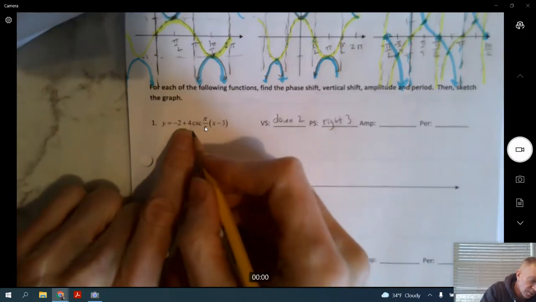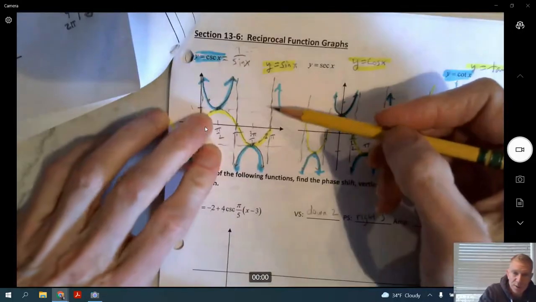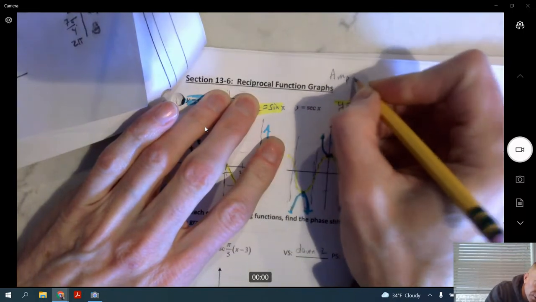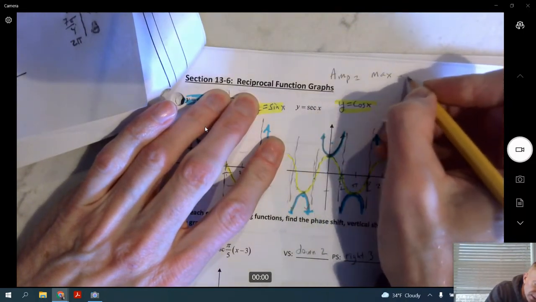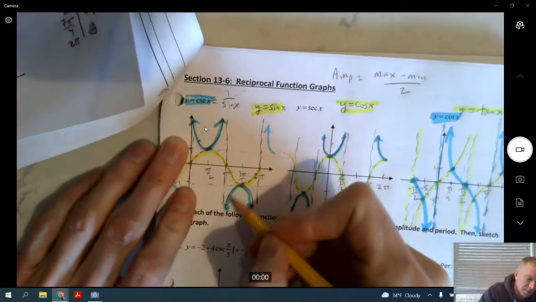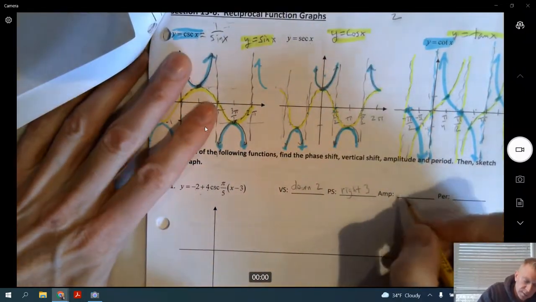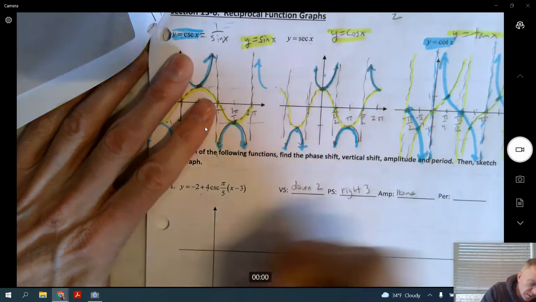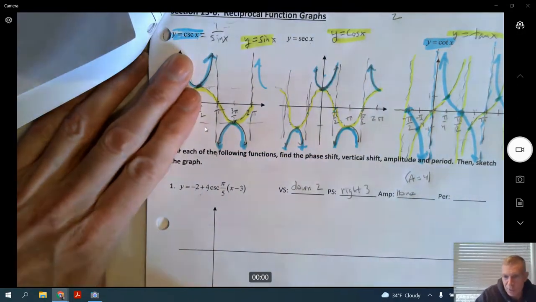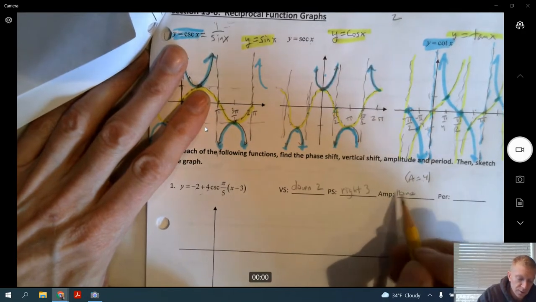Amplitude is, well, now a cosecant function doesn't have an amplitude, because if you try to use the definition of amplitude, your max minus your min divided by 2, well, notice this doesn't have a max. It also doesn't have a min. So there's no amplitude for the reciprocal functions, just like a tangent function. So none. However, that A value is important, so we still want to write that down. The A value is 4, and A is usually associated with amplitude, so we're going to just take note of that here. The A value is 4, even though there's no amplitude.